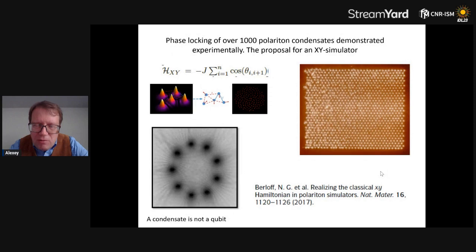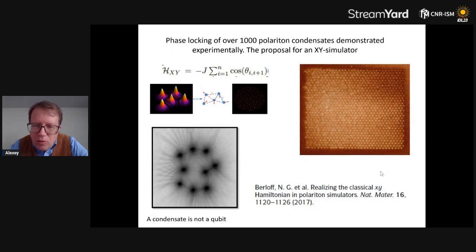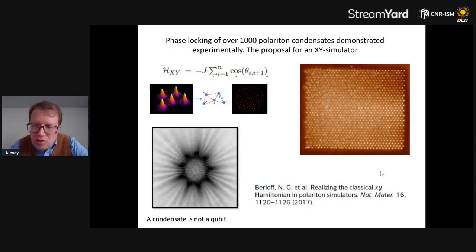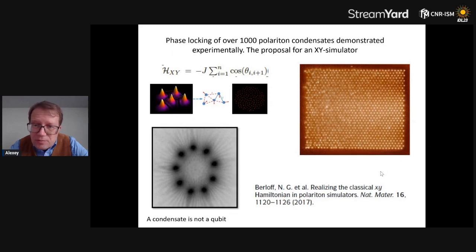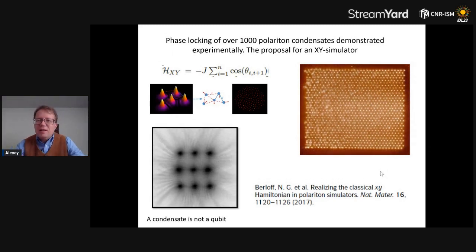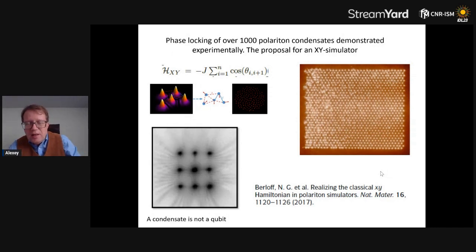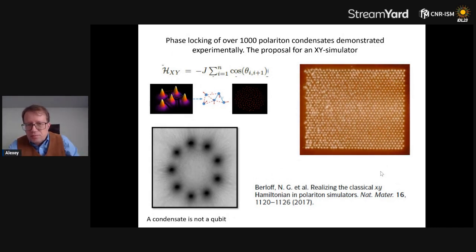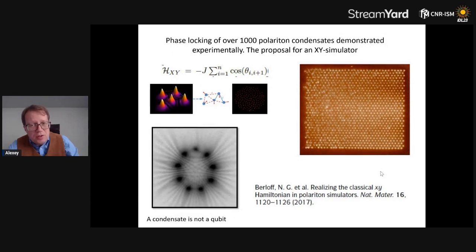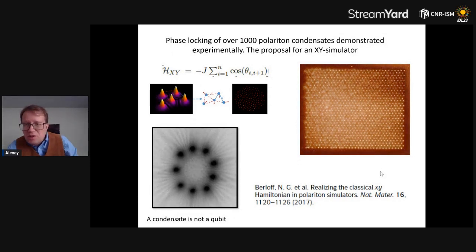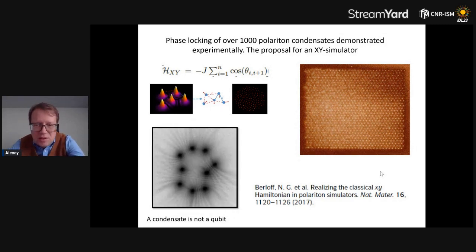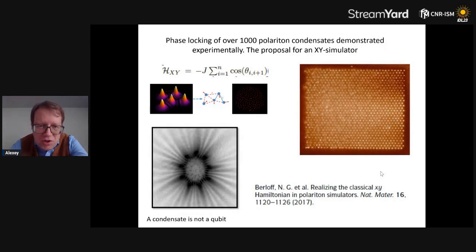And what is even more interesting, this array of condensates can be fully phase-locked on a time scale of 100 picoseconds, so 10 to minus 10 seconds. These self-organized states find some arrangement so that the phase relation between every two condensates is fixed, and it does not change with time. So it can be experimentally measured, and you have plenty of time to measure it because it exists forever. Until you keep pumping the system, it doesn't change.